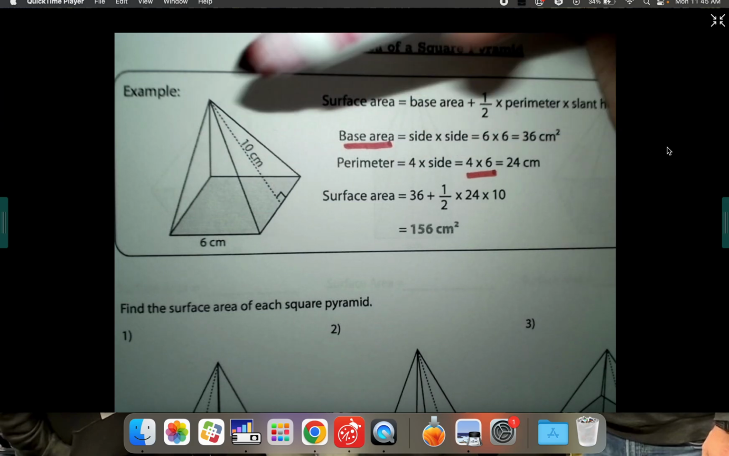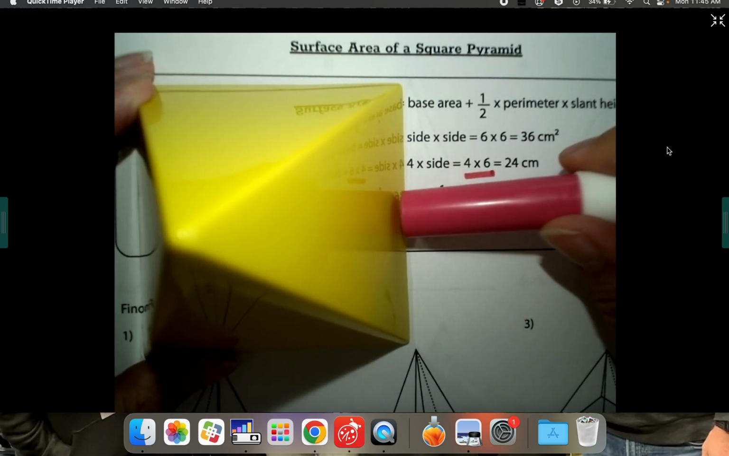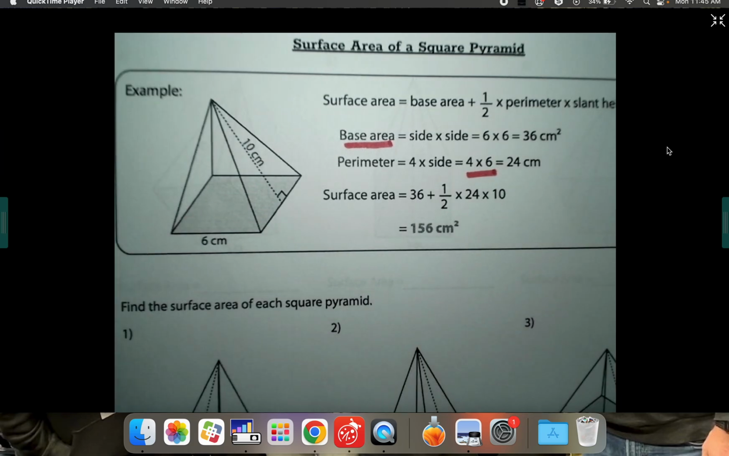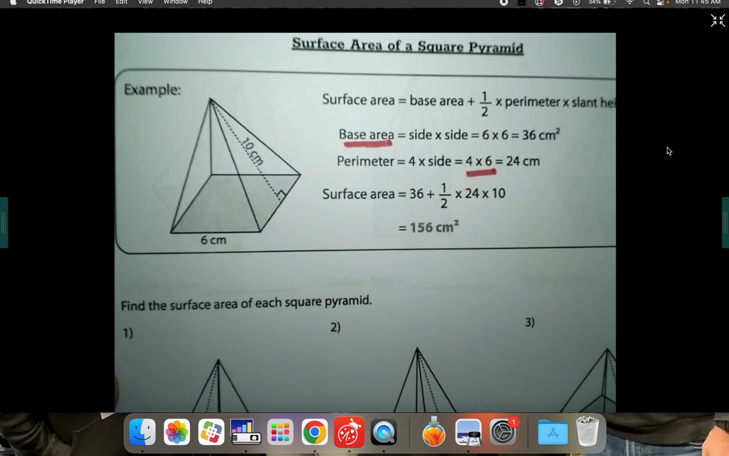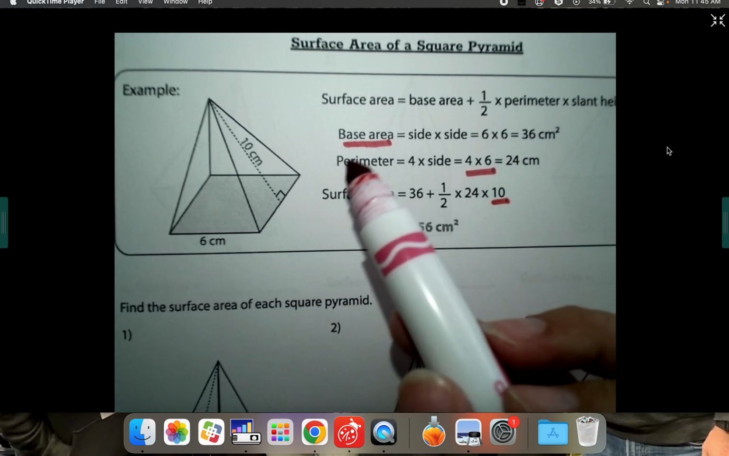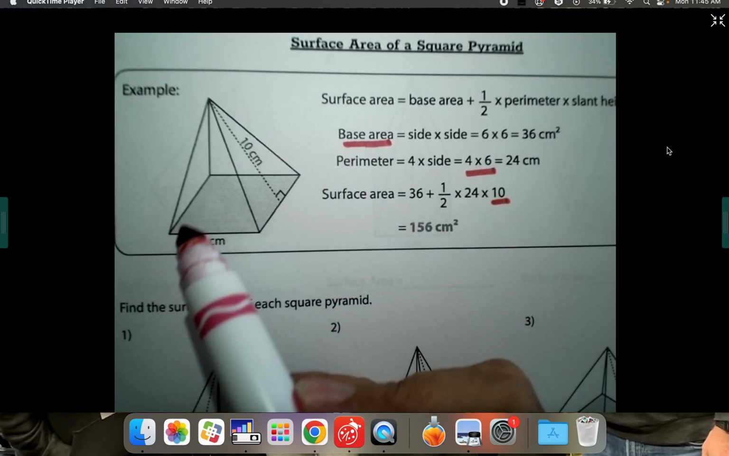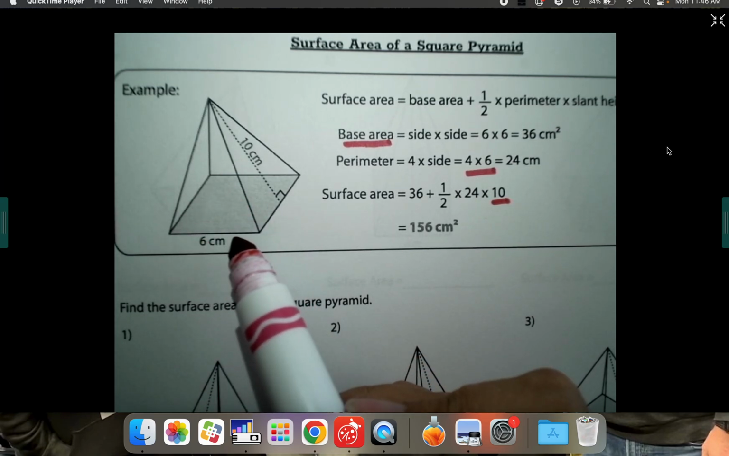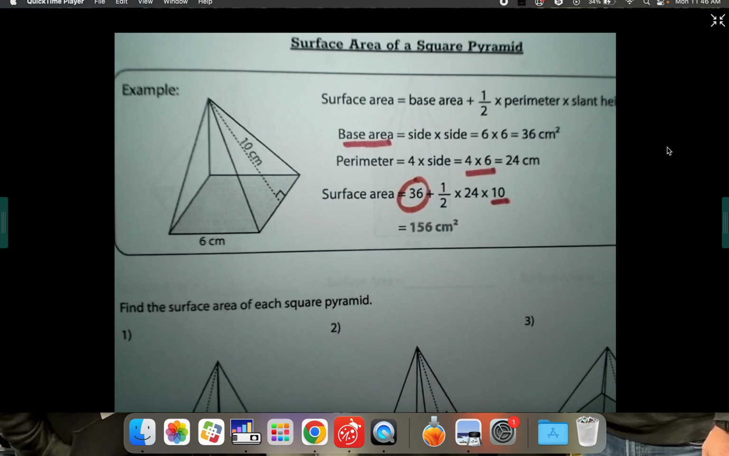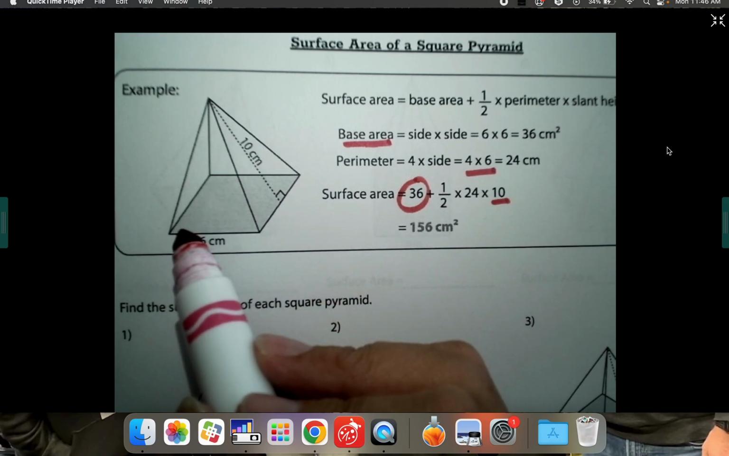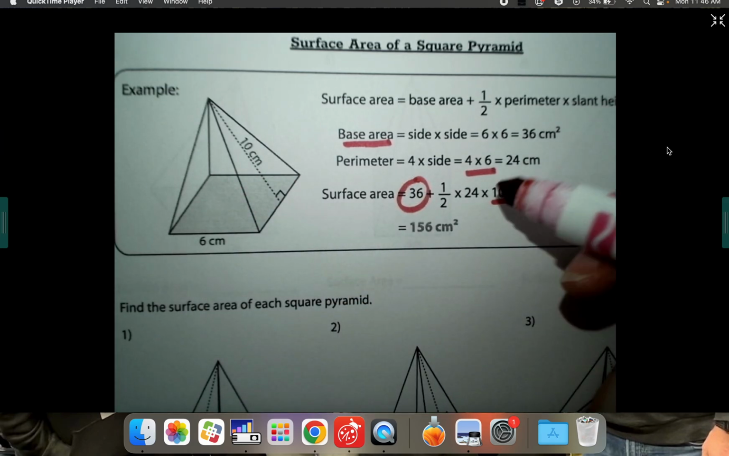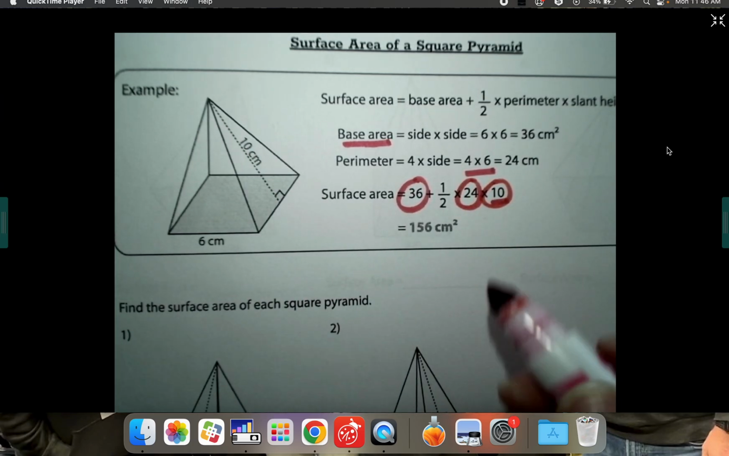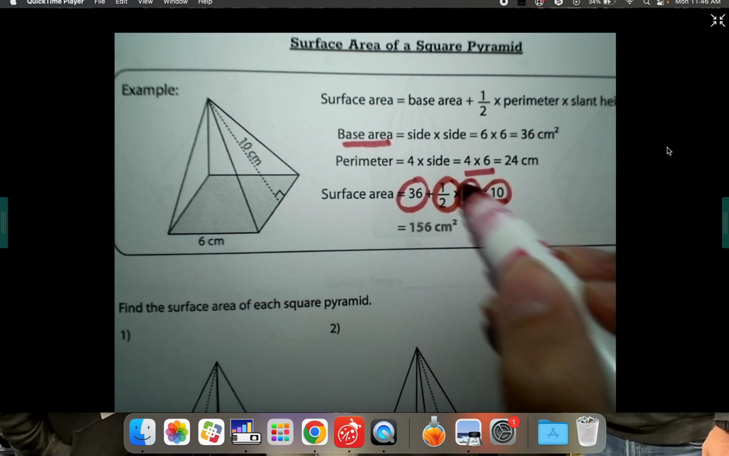So the slant height is how tall it is from the bottom of the square up the slant to the point. So the slant height is going to be given, and to us it's given as 10 in this picture. So once you multiply the base area, which is a 6 by 6, area is length times width. So the base is a 6 by 6. That would be 36. Then you have the perimeter, which is 6 times 4, 6 plus 6 plus 6 plus 6, which is 24. And then you have the slant height, which is 10. And the last part is you're multiplying by half times these two.